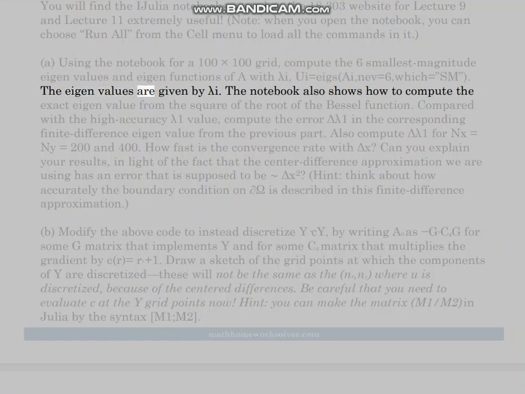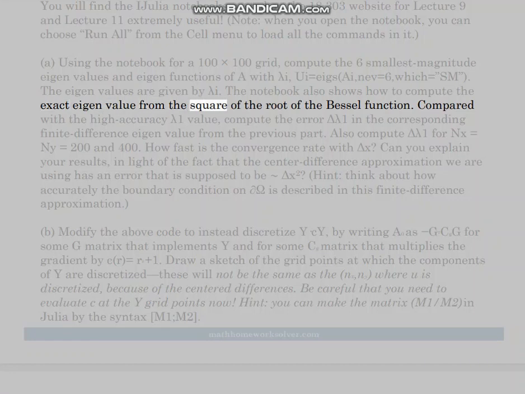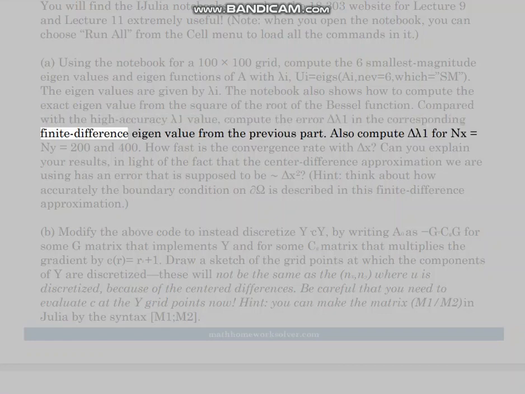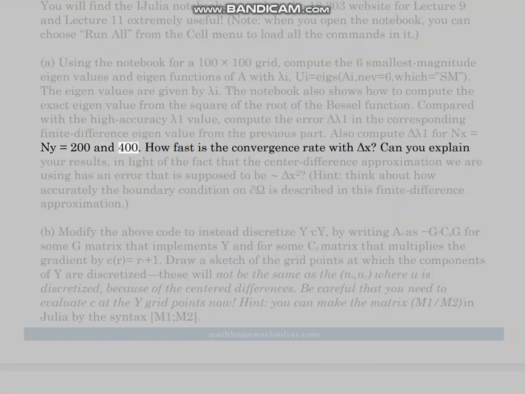The eigenvalues are given by λ. The notebook also shows how to compute the exact eigenvalue from the square of the root of the Bessel function. Compared with the high accuracy λ1 value, compute the error Δλ1 in the corresponding finite difference eigenvalue from the previous part. Also compute Δλ1 for nx = ny = 200 and 400.